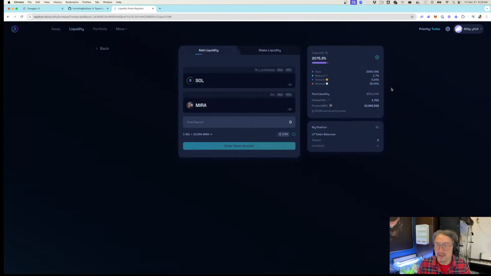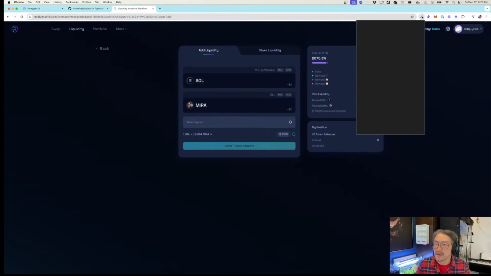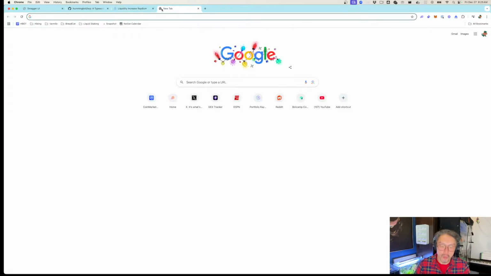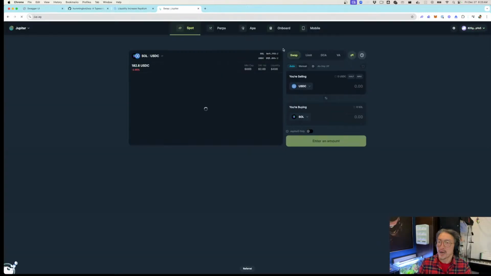So for example, we can deposit something like 1 SOL, just create a position. Actually, I'll do less, just so we have more assets to play with. So here's a $20 position in Meteora. But in order to do this, I need to go acquire some Meteora first. And I can do that with Jupiter and buy some Mira.